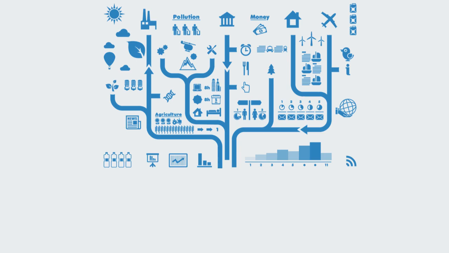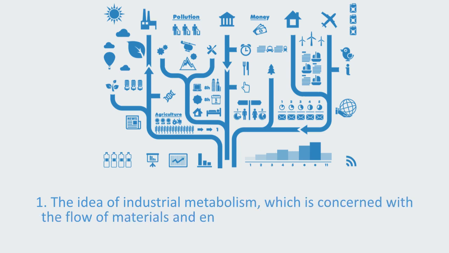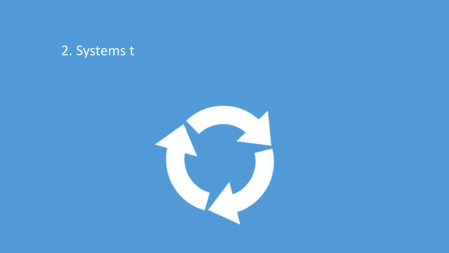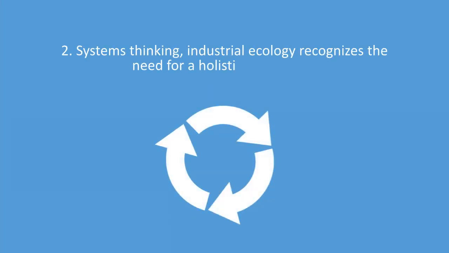Industrial ecology includes a number of principles that underpin the subject and form its theoretical foundations, the most important of which include the idea of industrial metabolism, which is concerned with the flow of materials and energy through industrial systems at different scales as described by the principles of thermodynamics. A second major principle is that of systems thinking. Industrial ecology recognizes the need for a holistic perspective when dealing with coupled industrial ecological systems. As such, it is based upon the ideas of systems theory.